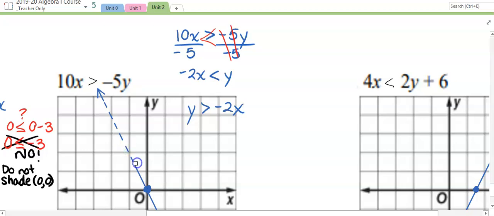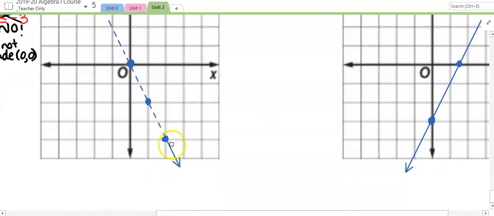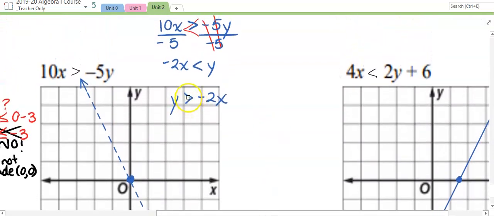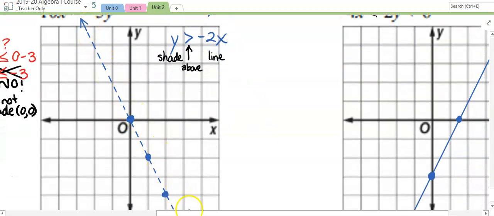The best way to make a dashed line that looks nice and straight is to start with a solid line and then just go back through and erase a little bit until you have a nice dashed line all the way through your graph. And then finally, we're going to translate what this means. This says shade above the line. Well, here's my line. Which half do you think is above? That's right, it would be this half.